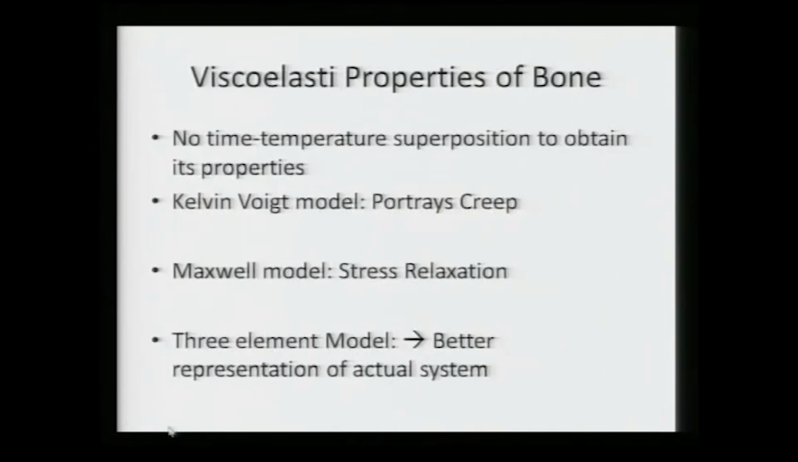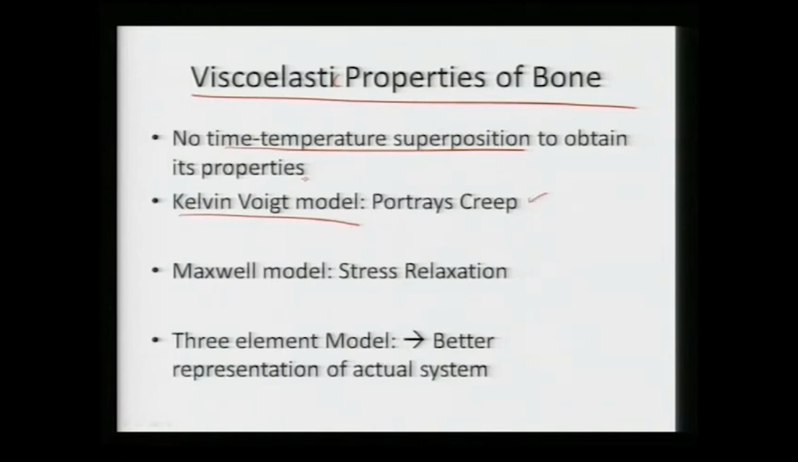Again, since the bone is viscoelastic in nature, in the viscoelastic properties of bone there is no time temperature superposition to obtain its properties. Generally, time temperature superposition is done either by enhancing the temperature or by enhancing the time. We can get similar performance, but that is not so in the case of bone. And there are certain models which define the viscoelastic properties of bone. There is the Kelvin-Voigt model, which can portray creep very easily, and the Maxwell model, which can render the stress relaxation part, and both of these are only 2 element models.